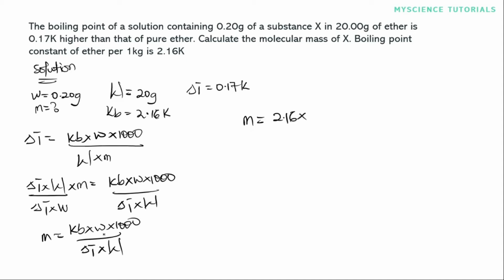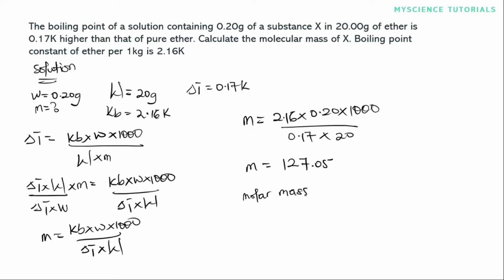2.16 multiplied by the W, which is 0.20, multiplied by 1000, all over the change in temperature, which is 0.17, then multiplied by the capital W, which is 20. If we put everything into the calculator, we get 127.05 as our molar mass. So the molar mass or the molecular mass of substance X is 127 gram per mole.